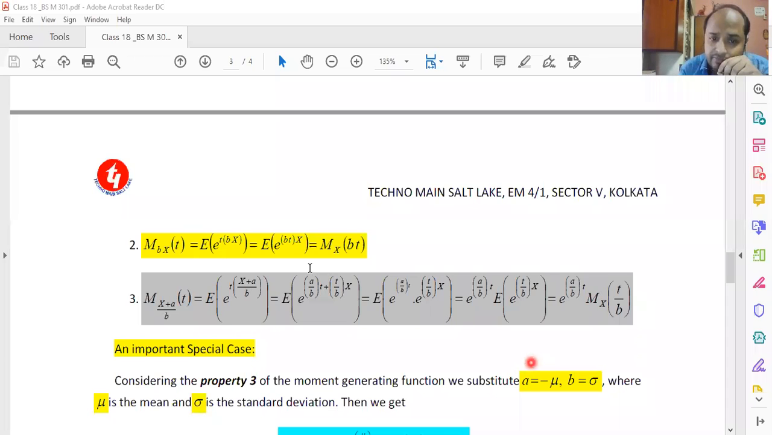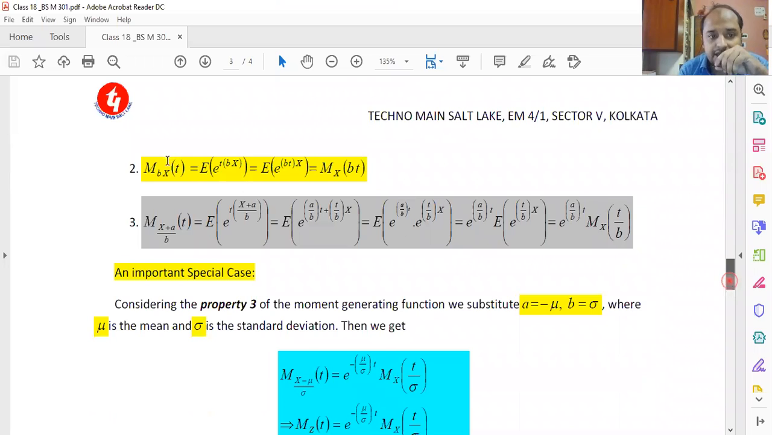Remembering the mathematics will be far easier than remembering the result. Now you can ask me, why have you done this suddenly? Why have you done this particular mathematics on the properties of the moment generating function? Because of the evaluation of the statistical parameters of the standard normal variate.